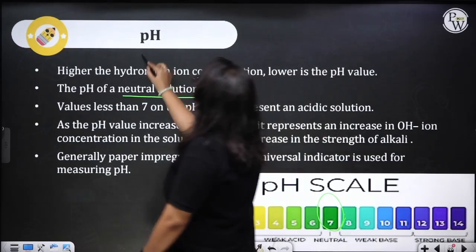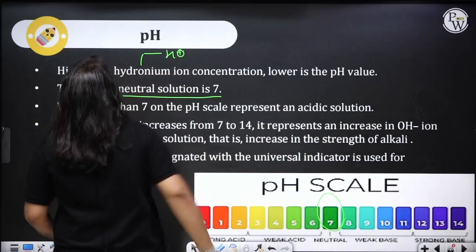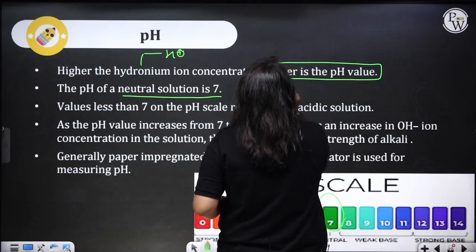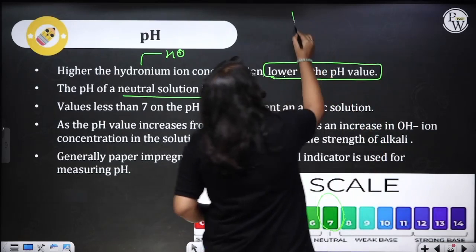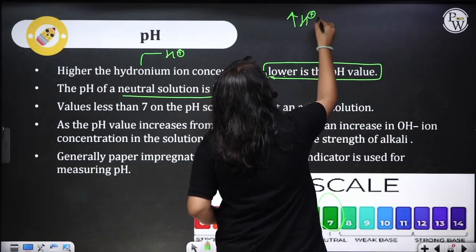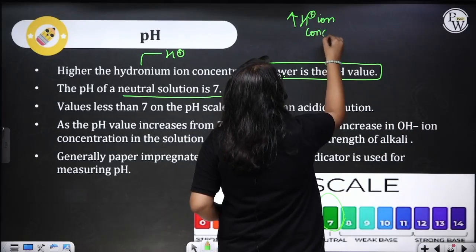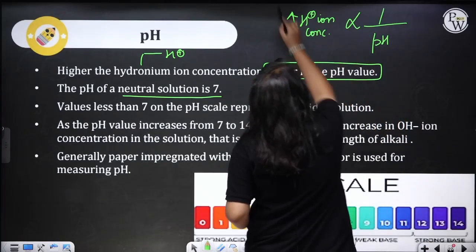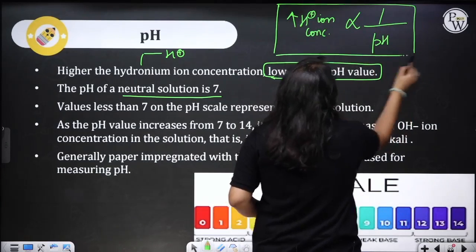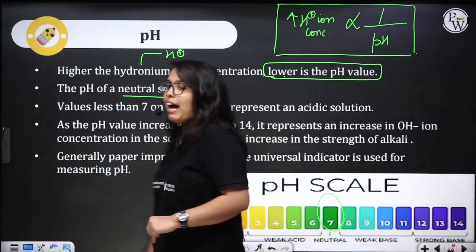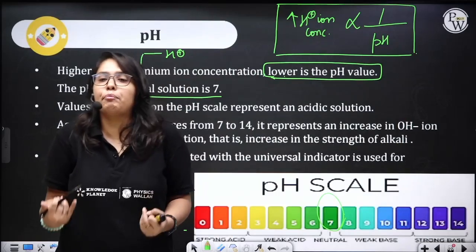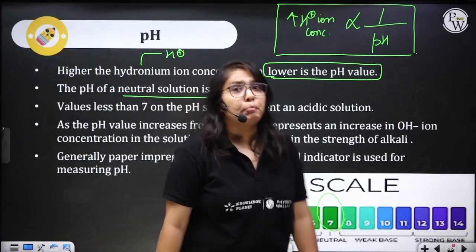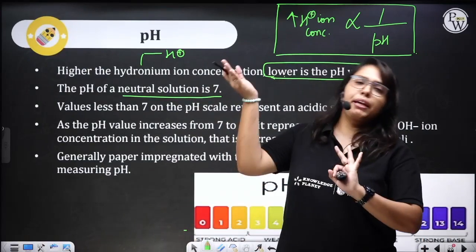Hydronium ion is nothing but H plus, beta. Higher the hydronium ion concentration, lower the pH value, inversely proportional. So more is the H plus ion concentration, lesser is going to be the pH. So acids happen to have lower pH but higher H plus concentration, and based on this, bases happen to have higher pH and lower H plus concentration.